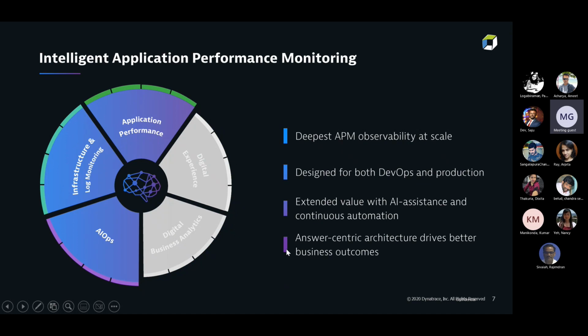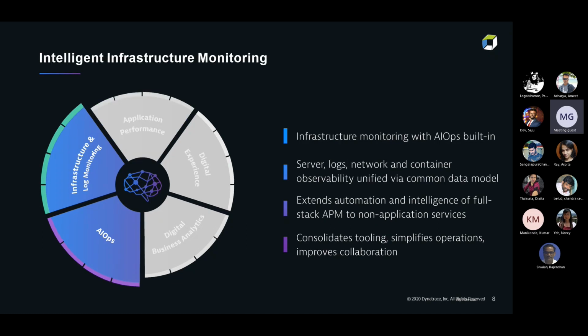Now, when Dynatrace was introduced, it was introduced as an APM platform initially, and after that they transformed into everything. Deepest APM observability at scale, designed for both DevOps and production, with extended value through an AI assistant and continuous automation and stuff like that. Now, infrastructure monitoring is also in place. Just as I said, every tool will do infra, log, APM, everything, and server logs also.